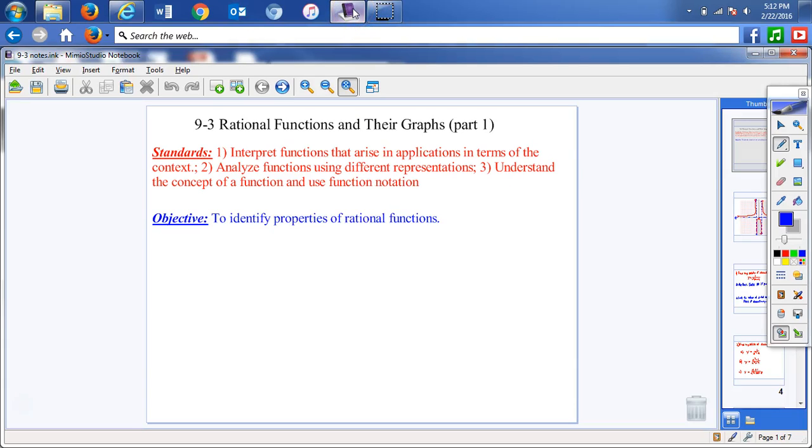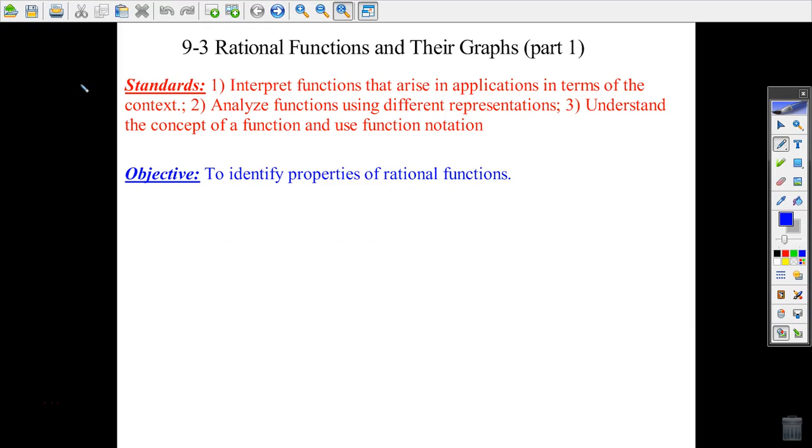Today's lesson is section 9.3, and you can tell by the title we're dealing with rational functions and their graphs. Well, what I've decided to do is there's quite a bit of information in this section, so we're really going to take 2 days. Today we're going to talk about analyzing these rational functions to determine certain properties. In particular, we're going to learn how to understand where the graph doesn't exist.